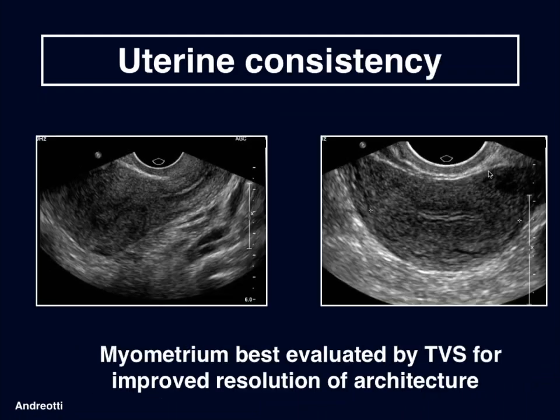And also, transvaginal imaging would definitely be the imaging method of choice to look at the uterine architecture, where we can more clearly see this due to the closeness of the probe to what we're looking at, as well as the higher frequency transducer, which gives us better resolution.